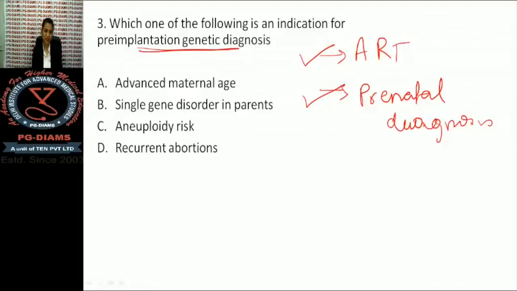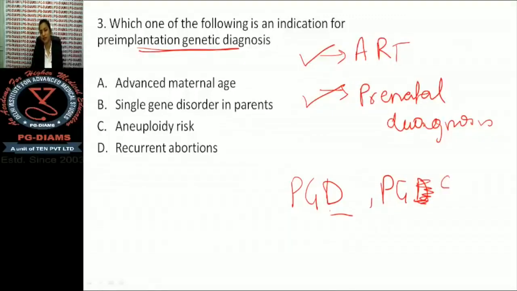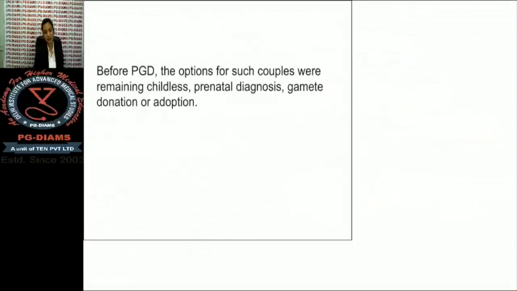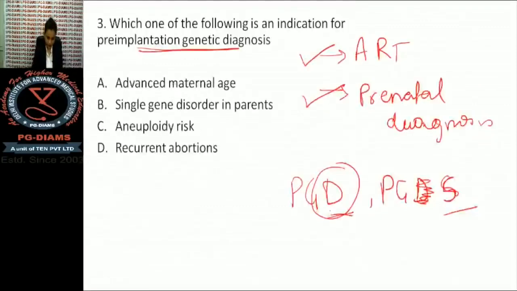Then the question basically aims to ask you the difference between PGD and PGS, pre-implantation genetic diagnosis, I've written D here, and pre-implantation genetic screening. The question basically is only the difference between screening and diagnosis, because all other options are screening options and one of them is a diagnosis option. Now let us see what PGD is. As I told you, it is an ART method done actually for prenatal diagnosis.